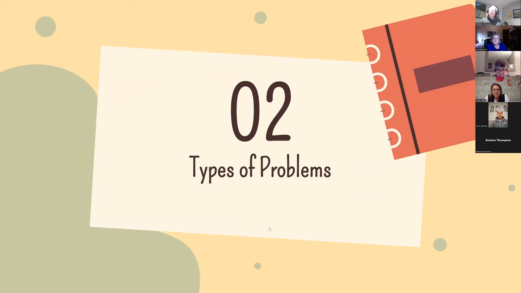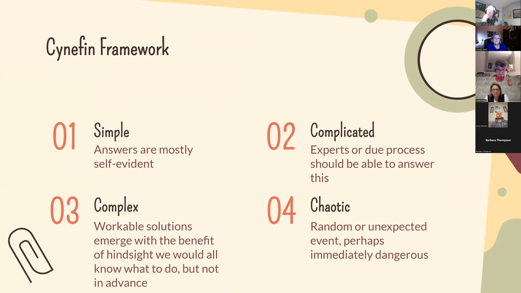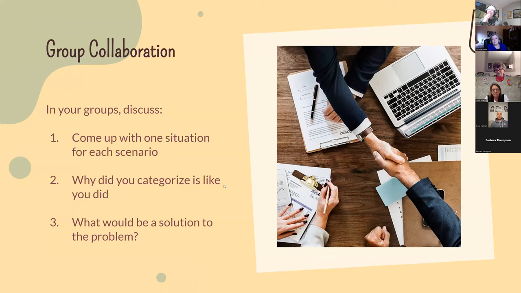This one's just short. So now we're going to go into the types of problems, which is that Cynefin framework there. Mm-hmm. And so it outlines the simple, complicated, complex, and chaotic. I would just cover those and end the lesson on the next slide with a group discussion, similar to the one we did, trying to come up with a situation for each scenario, why they categorize them like that, and then what would be the solution to the problem.